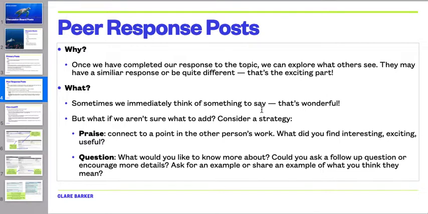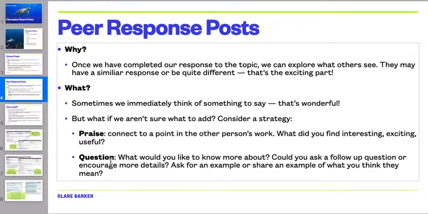So having a strategy for those times is a really good plan. In teacher speak, we often do discussions as PQP, which is praise, question, polish. Well, you don't really have to encourage your peers to polish their work. That's my job. But what about the praise and question parts? What if you can connect to a point in that other person's work and share what you found interesting, exciting, useful? What if you can encourage their growth?